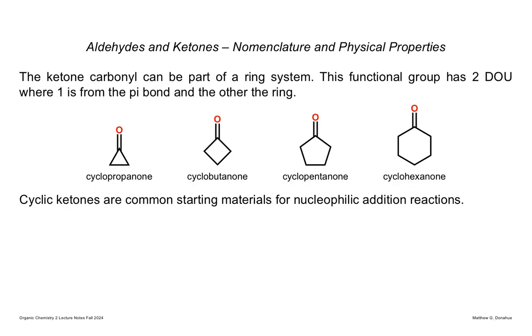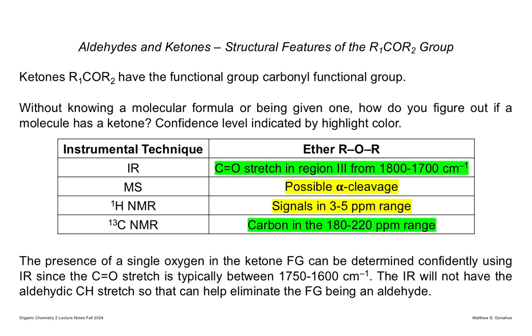So ketones can be cyclic. So here we have 3, 4, 5, and 6 as examples. And so you take the ring size and you add -one. Again, that means ketone. So cyclic ketones will always have 2 degrees of unsaturation, 1 from the ring and then 1 from the pi bond. So that should say ketone, not ether.